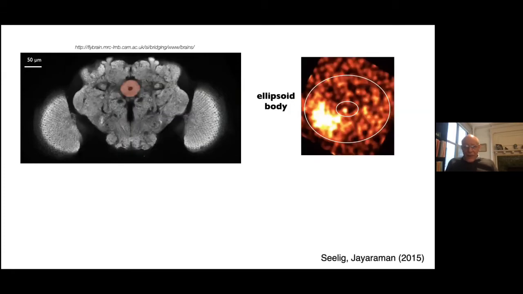Now, the great discovery about this system made by Seelig and Jayaraman a number of years ago is that if you image the activity, this is calcium imaging of the neurons that innervate this ellipsoid body, you see a bright spot of calcium, presumably linked to a bright spot of activity or a hot spot of activity. We call this a bump. And it occurs at some angle around this circular structure. And the wonderful discovery was that that angle is directly related to the heading angle of the fly. And remember, the heading angle of the fly in the world.